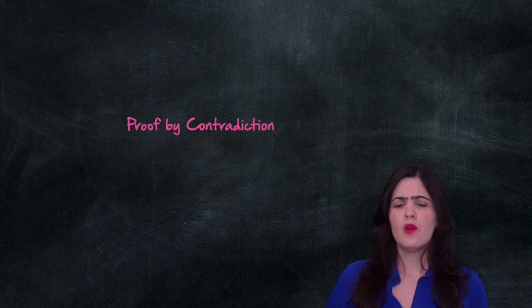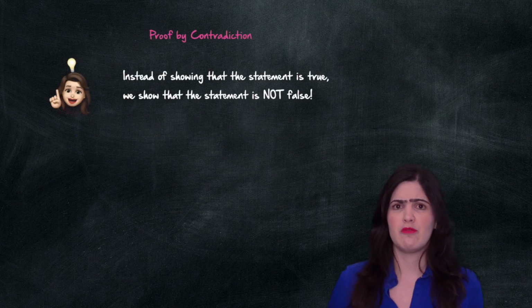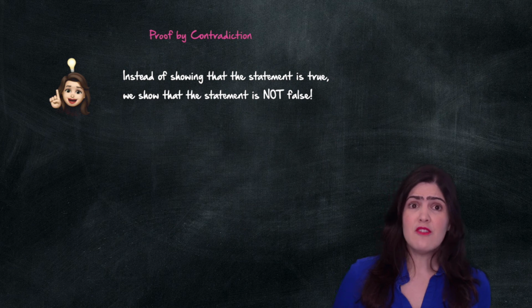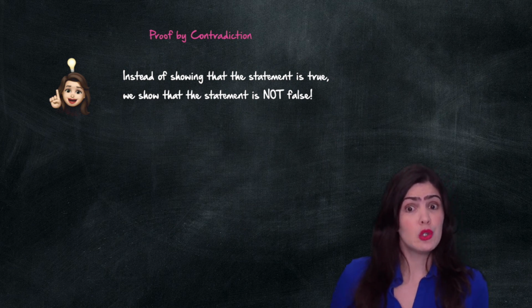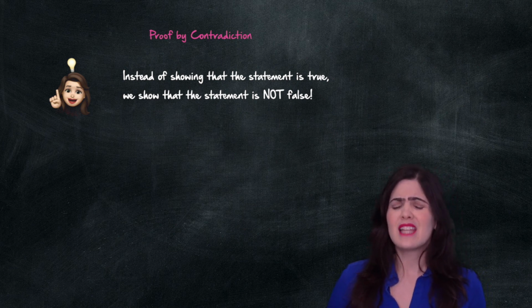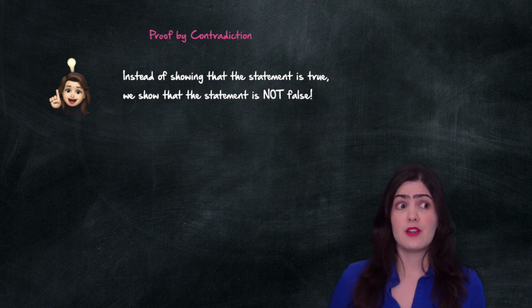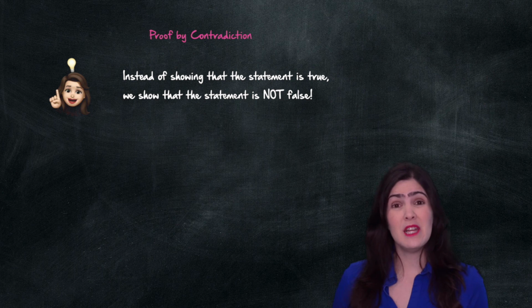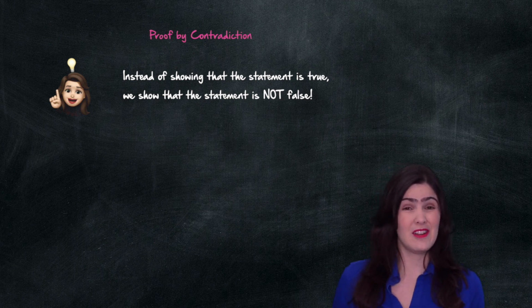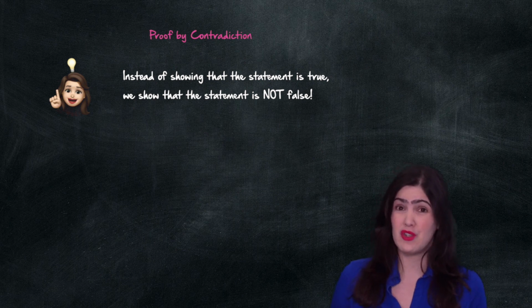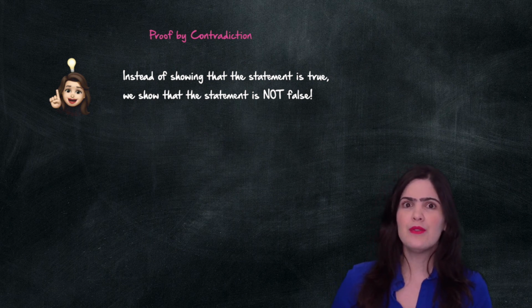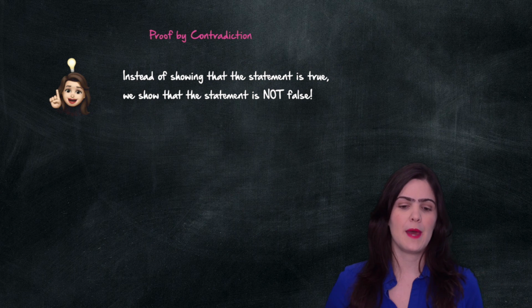Okay, so what is the idea behind a proof by contradiction? Well, instead of showing that the statement is true, we're going to show that the statement is not false. We know that statements are either true or false. So if the statement cannot be false, then it has to be true. It's a kind of sneaky way of proving that something is true. So how can we proceed to do that?